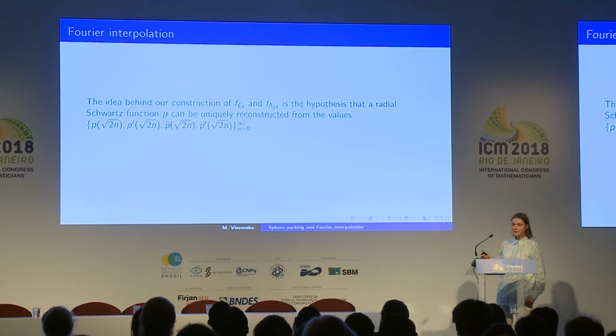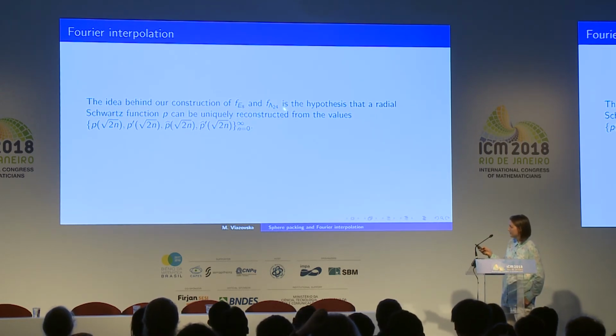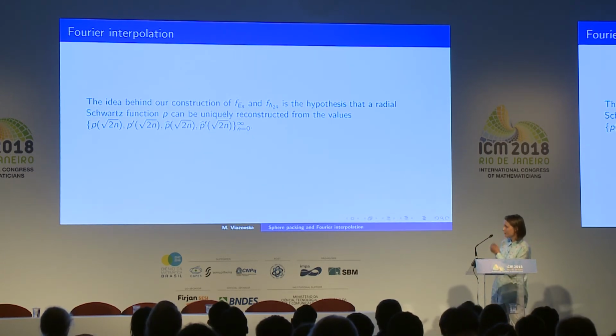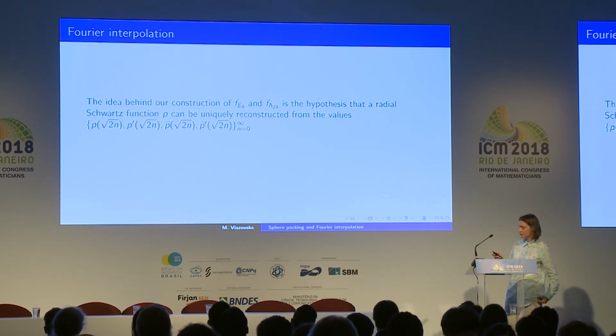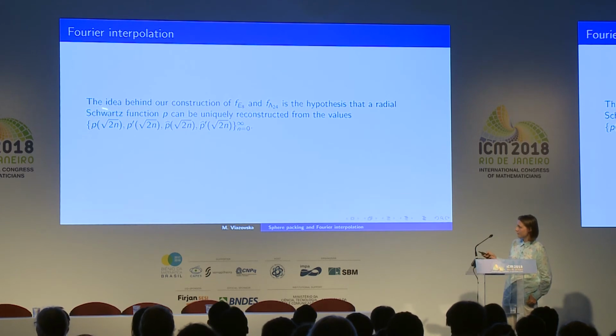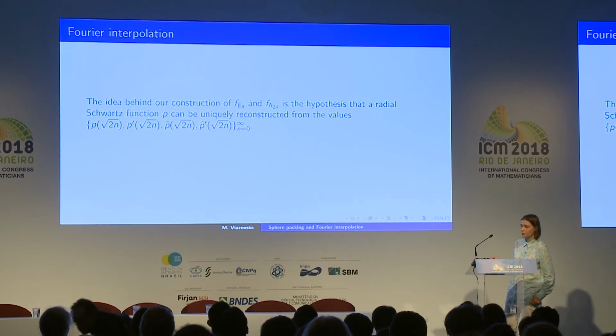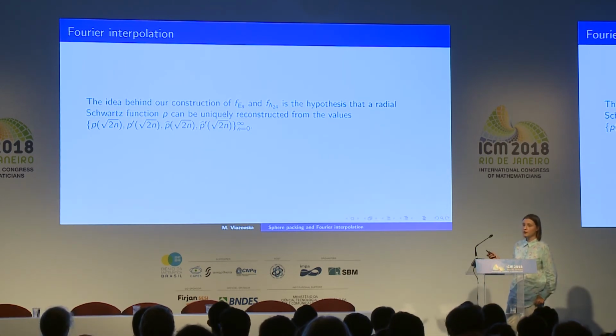And so the idea behind our construction of the functions f E8 and f Lambda 24 was the hypothesis, which we could first confirm numerically, that a radial Schwartz function can actually be uniquely reconstructed from the following values. If we know the values of f at all square roots of integers, also the values of its derivative, and the same information for its Fourier transform, then we can reconstruct this function uniquely.